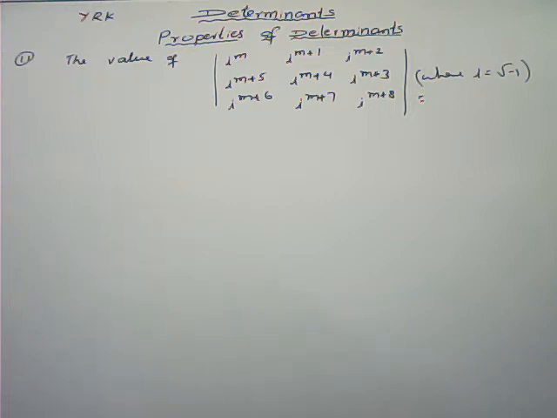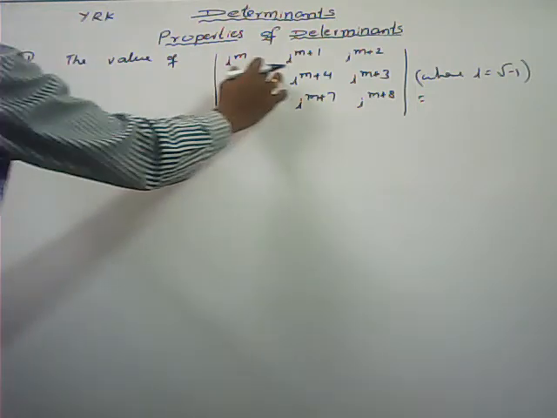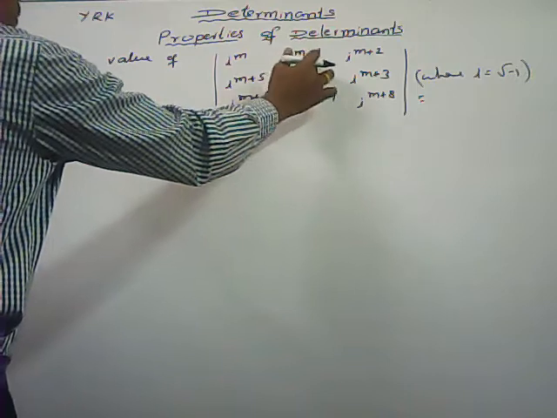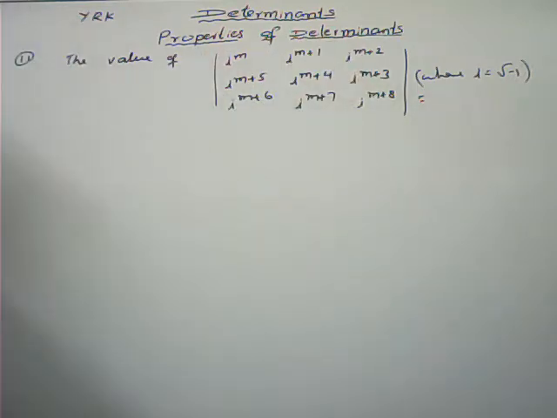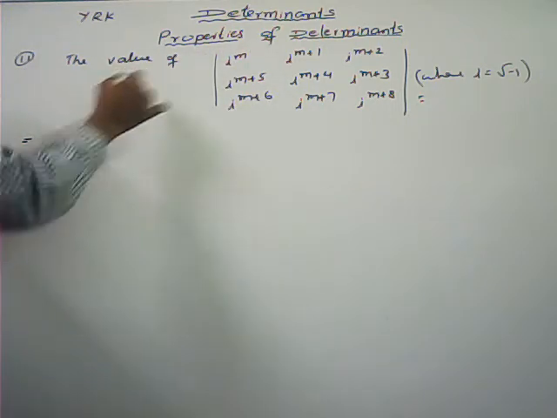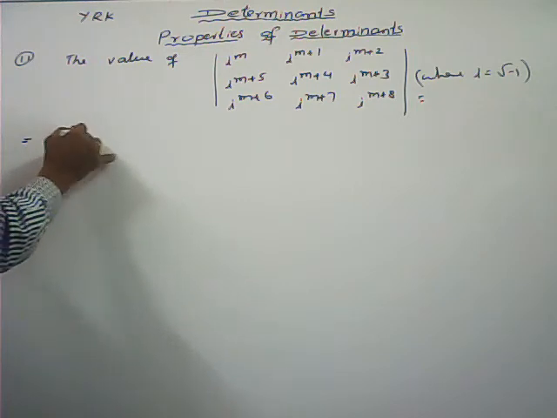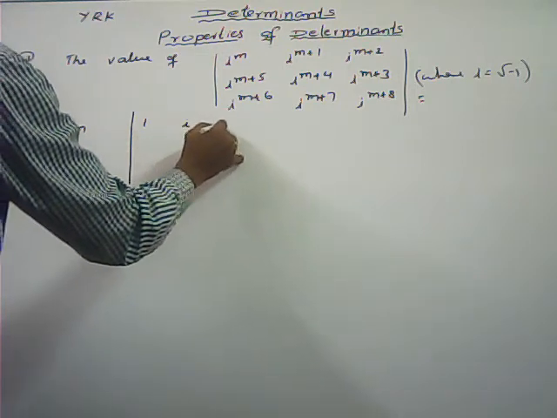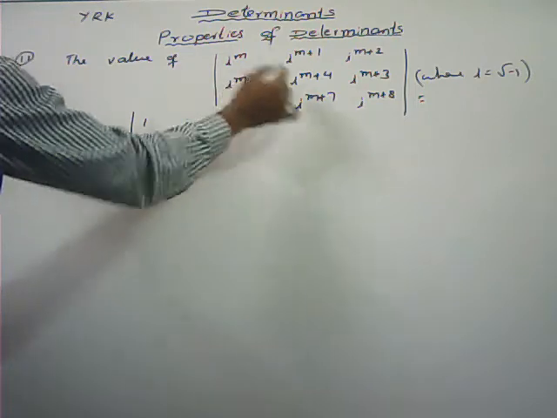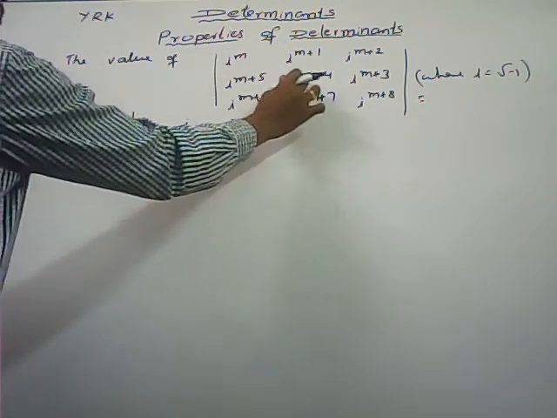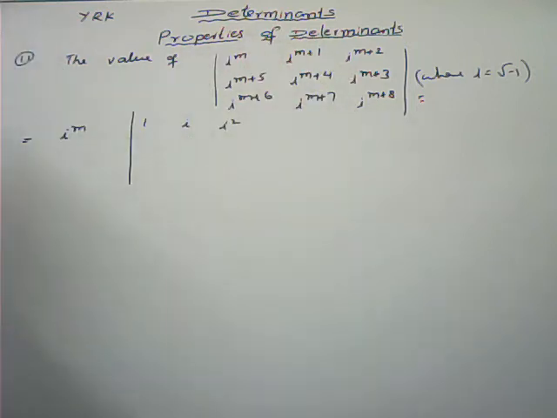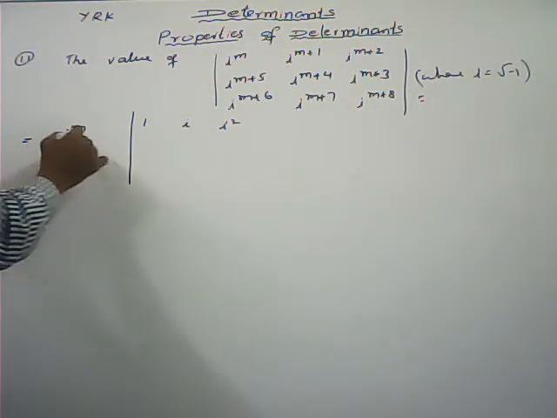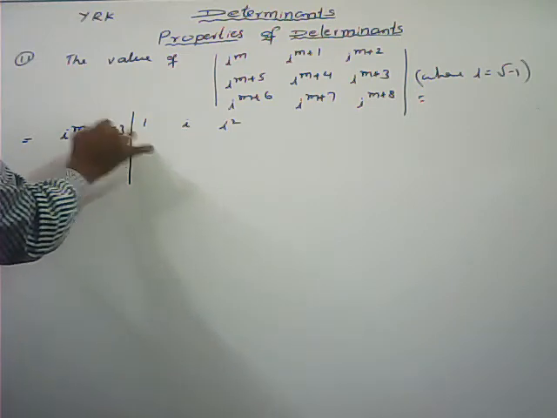First, is there any simplification or not? We can check that one. Here i power m plus 1 we can write as i power m into i power 1, i power m into i square we can write. So everywhere i power m is there. From the first row we can take i power m as common. Here 1, here i square. Everywhere i power m into i power 5, i power m into i power 4, i power m into i power 3. Otherwise here we can take i power m plus 3 as common.